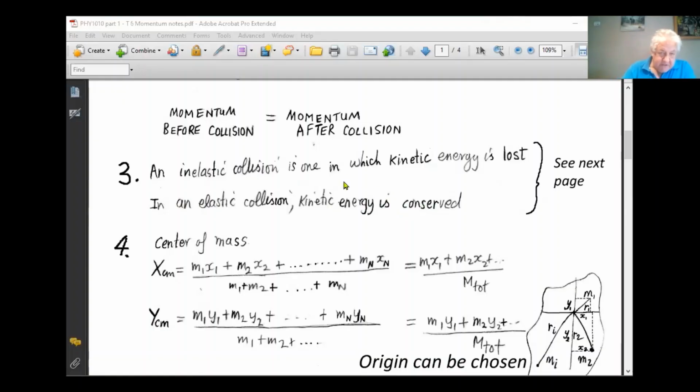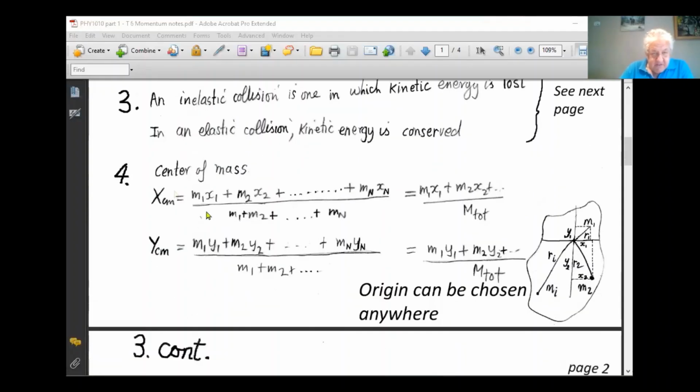I'm going to expand on this a bit as well on the next pages, but let me first define the center of mass. We take an object that can be any shape, and we want to find its center of mass. First of all, we choose an origin, and this can be drawn anywhere. Once you've chosen the origin, we measure the distance of particles from the origin. We're thinking of the object as made up of lots and lots of small particles of mass m1, m2, mi, up to a big number, mn.